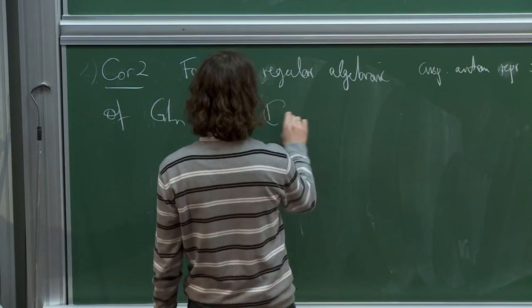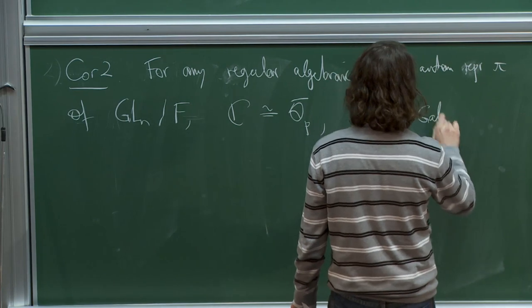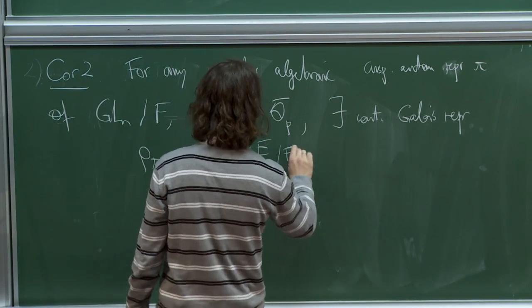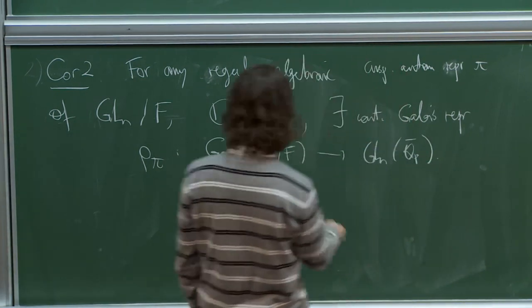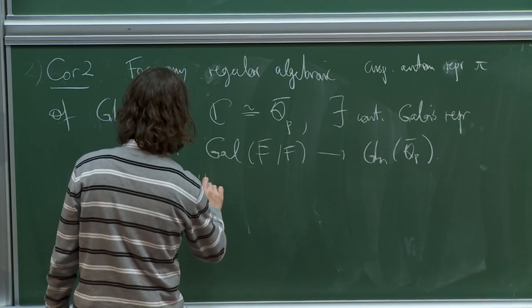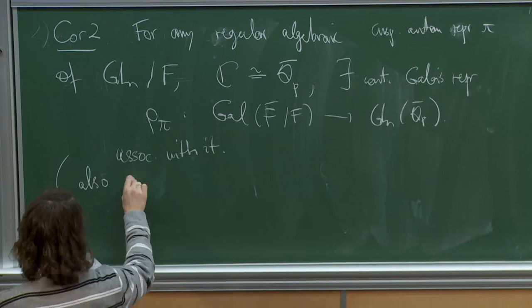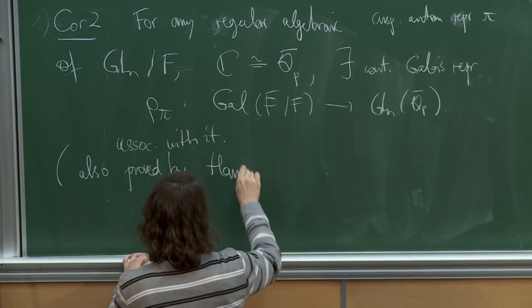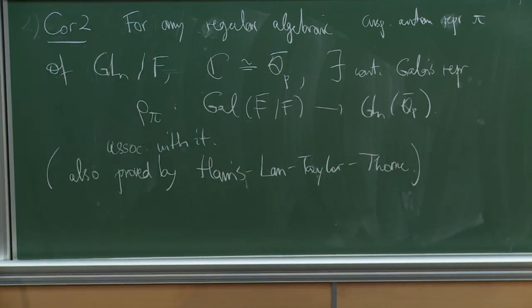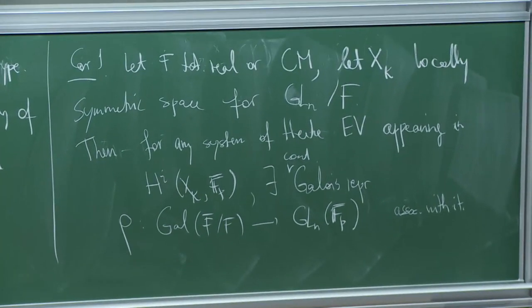and any isomorphism between C and Q_l bar or Q_p bar, there exists a continuous Galois representation, little pi, well, actually, it's almost everywhere unramified, associated with it. And so I should say that this was proved before I did by Harris, Lan, Taylor, Thorne, and so on. And so the point is that you can realize these regular algebraic representations in the cohomology of these locally symmetric spaces with some coefficient systems.